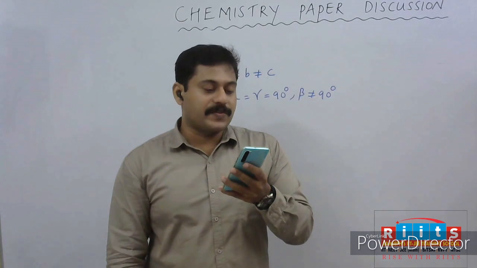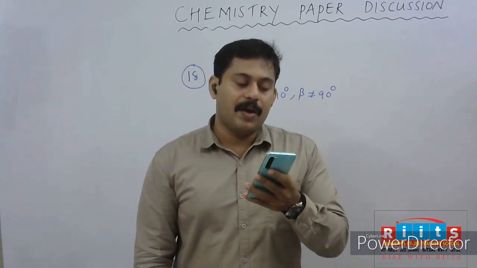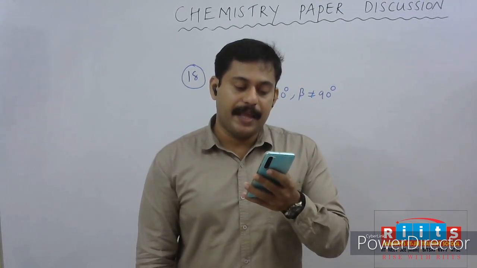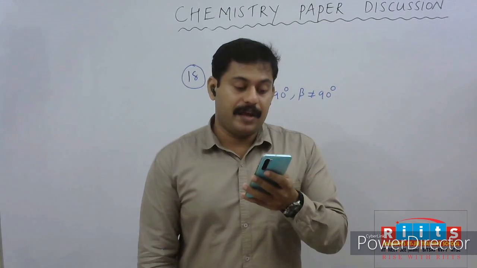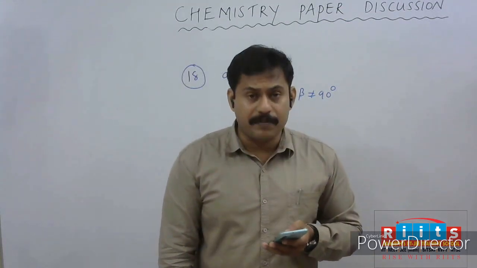Okay, let's discuss question number 18. The relation A not equal to B not equal to C for edge length, and alpha equal to gamma equal to 90 degrees, beta not equal to 90 degrees for axial angles, is characteristic of which crystal system? That is from solid state only.